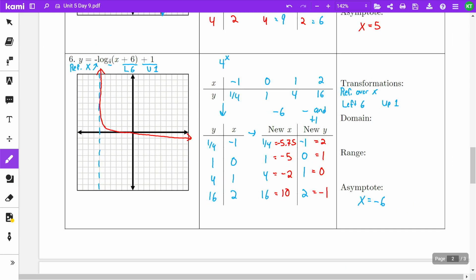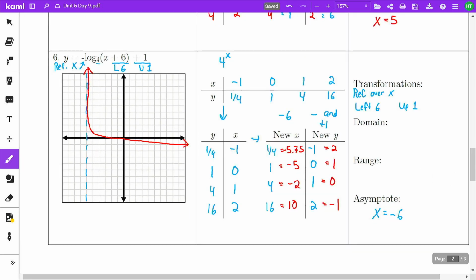So now that my graph has been made, let's go ahead and look at it to figure out domain and range. Again, my domain will be affected due to my asymptote being at negative 6. So my domain will be from negative 6 to infinity, going from left to right forever. And then my range, that will be going from negative infinity to infinity because it goes up and it goes down forever. And that is our last example of graphing exponentials and logs.